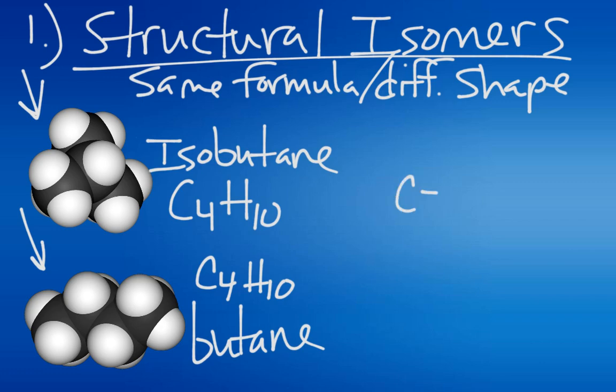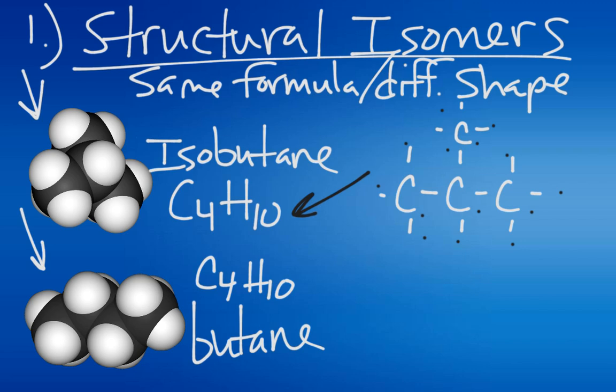Isobutane is made up of a 3-carbon chain, and I just put these dashes here to represent hydrogens. It's just understood that those are hydrogens, but it's going to have another carbon, like a methyl group, attached to the top. So again, we have 1, 2, 3, 4 carbons, and we have 1, 2, 3, 4, 5, 6, 7, 8, 9, 10 hydrogens. So we have this molecular formula C4H10.